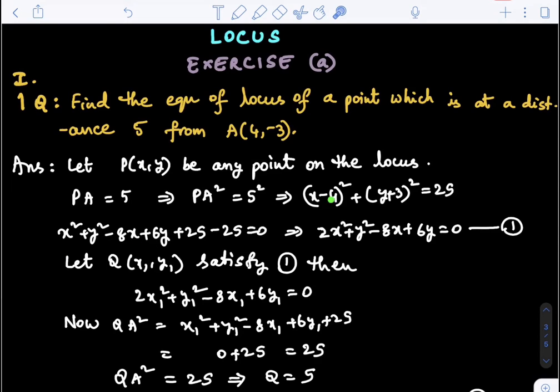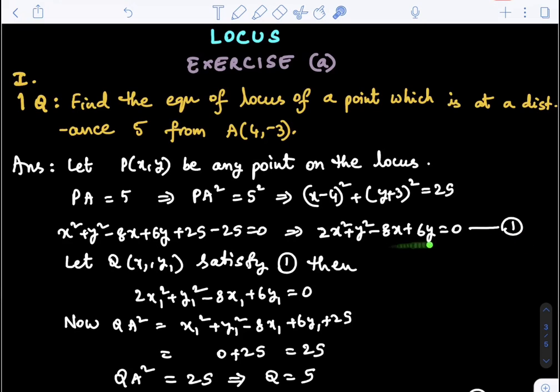After expansion, x square minus 8x plus 16 plus y square plus 6y plus 9 is equal to 25. This 25 on the RHS will become minus 25 when you take it to the LHS. This 16 and this 9 are in this 25. I think you understood this step. And the 25 will be cancelled here, so that we get the remaining part of the LHS like this. This is the equation, which we name equation 1.